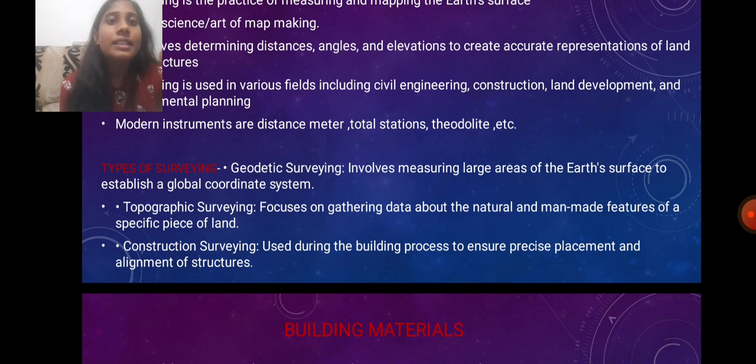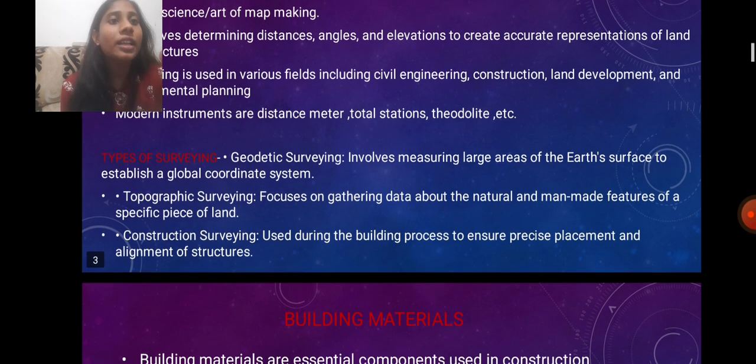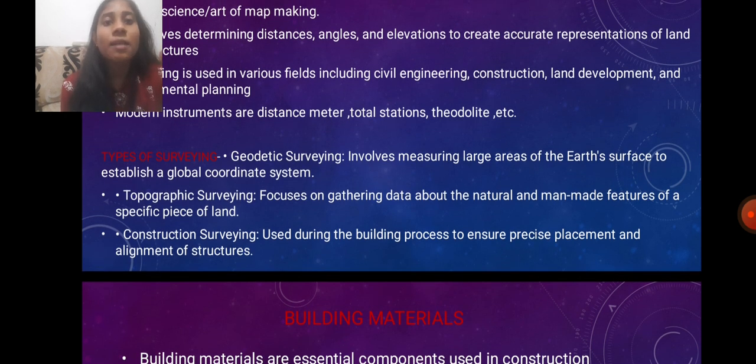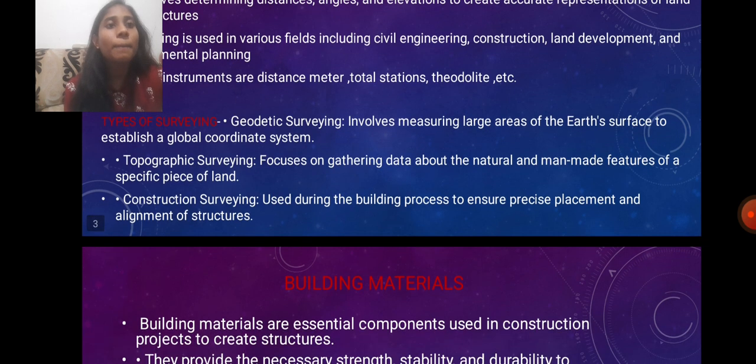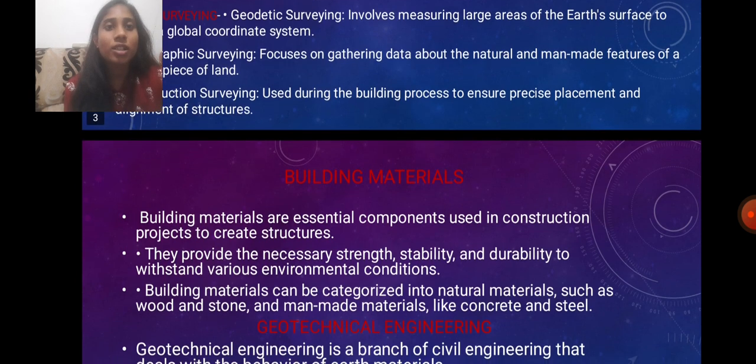In surveying, there are some types. Geodetic surveying involves measuring large areas of the Earth's surface and establishing a global coordinate system. Topographic surveying focuses on gradient data about the natural and man-made features of a specific piece of land. Construction surveying is used during the building process to ensure accurate placement and analyze the structures.